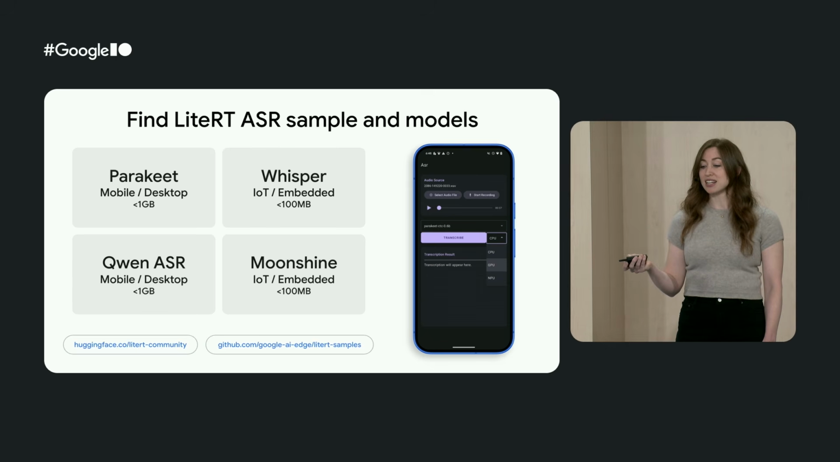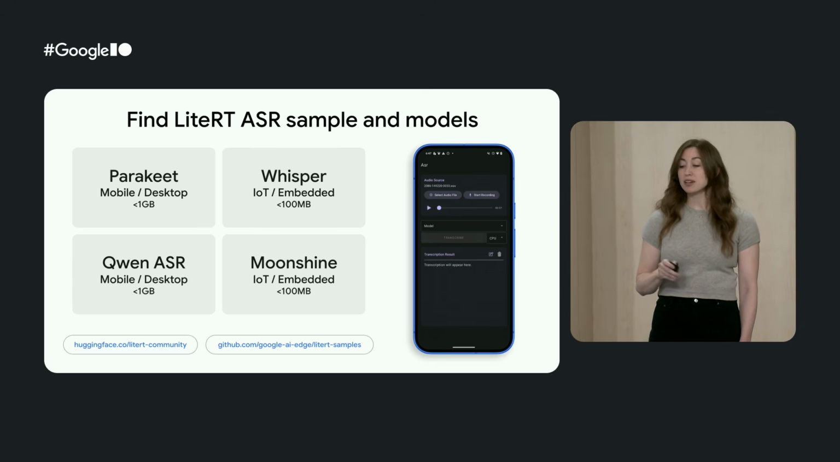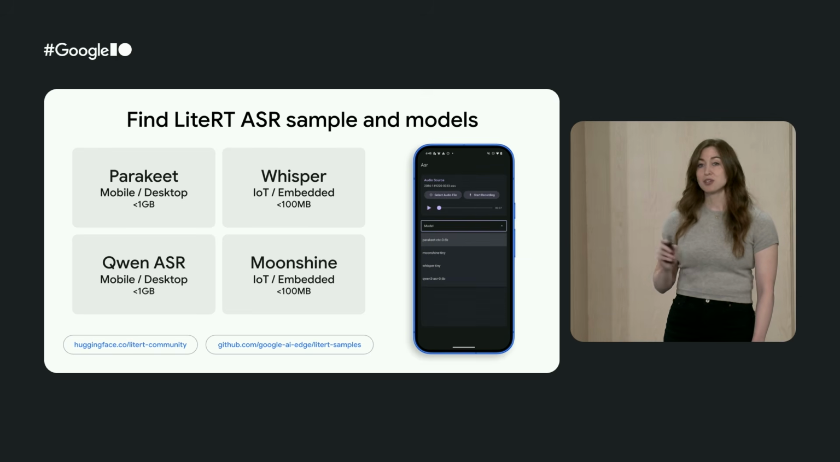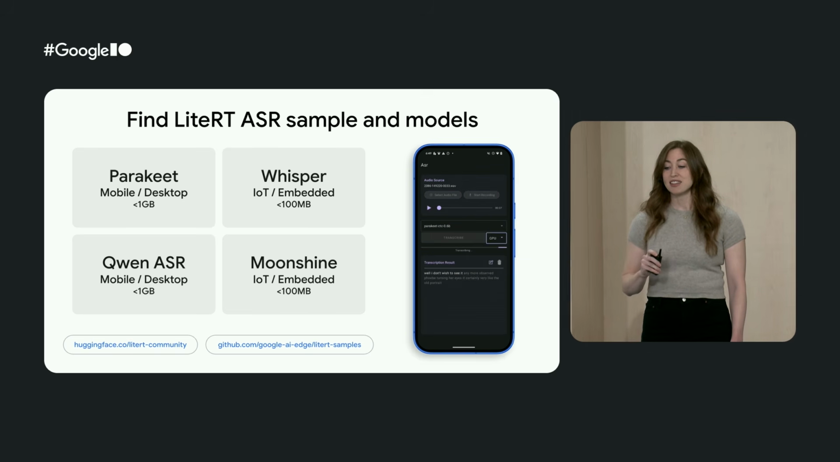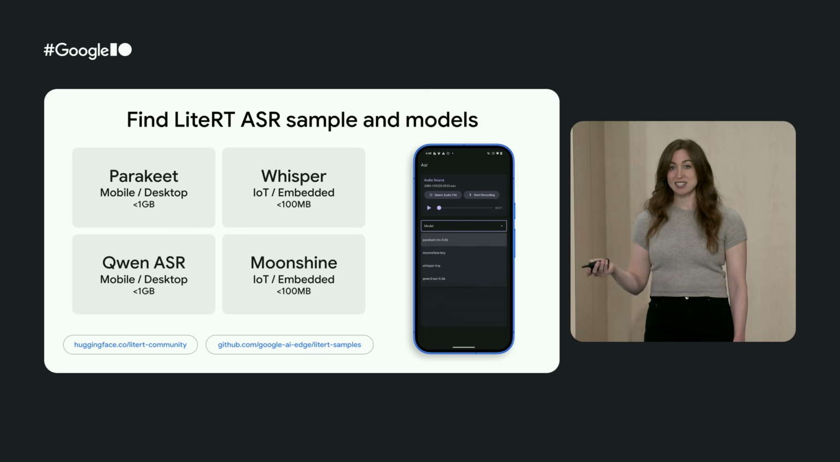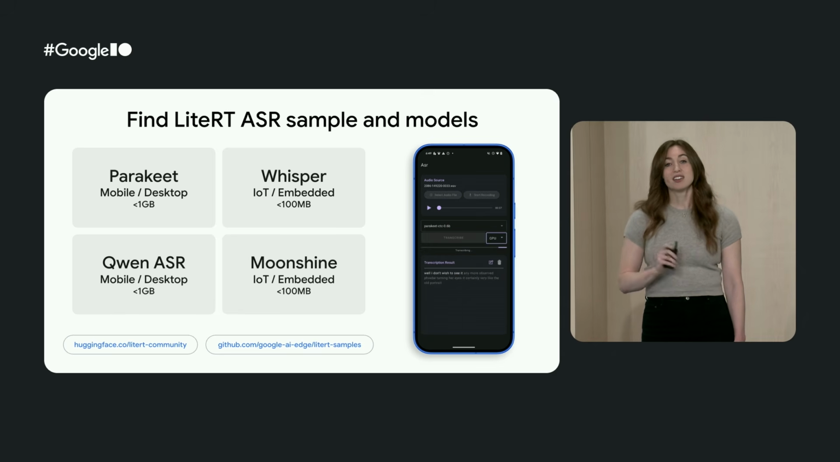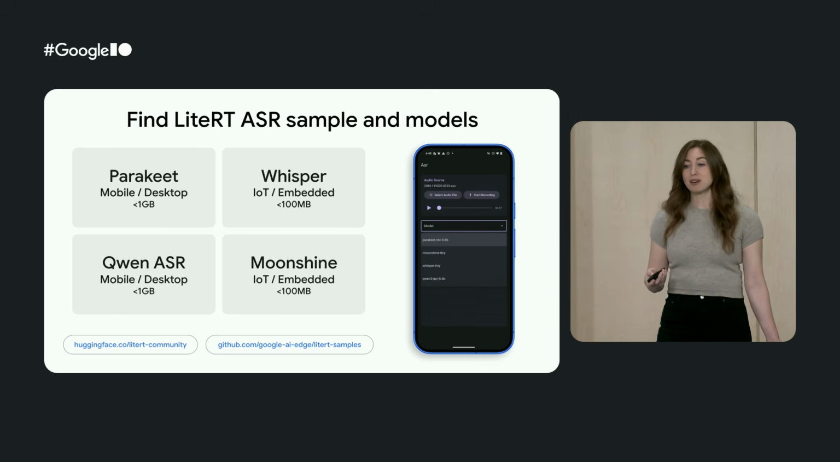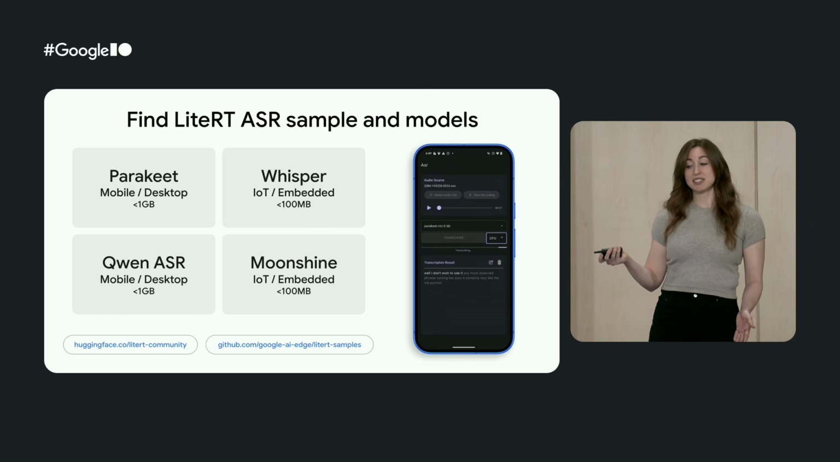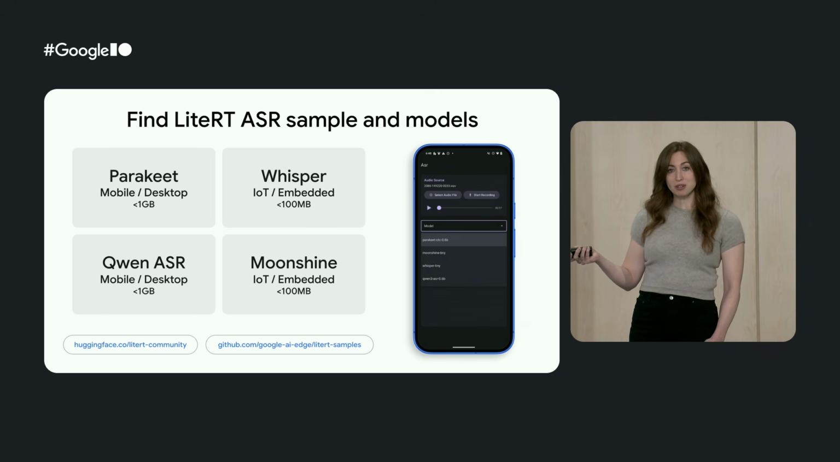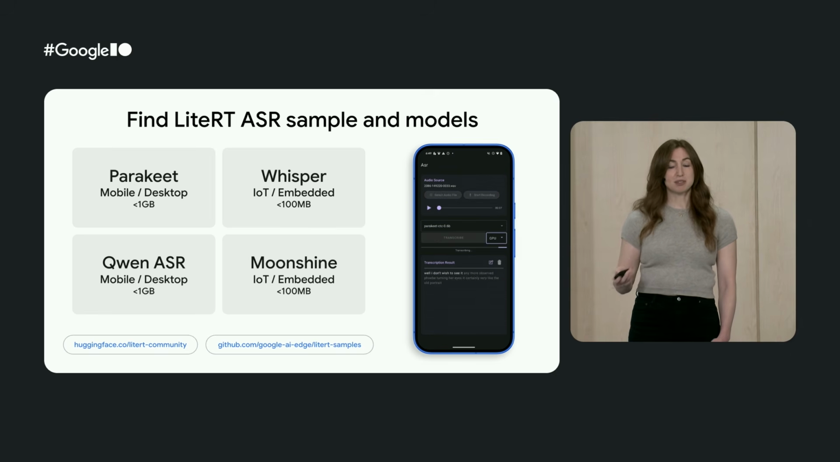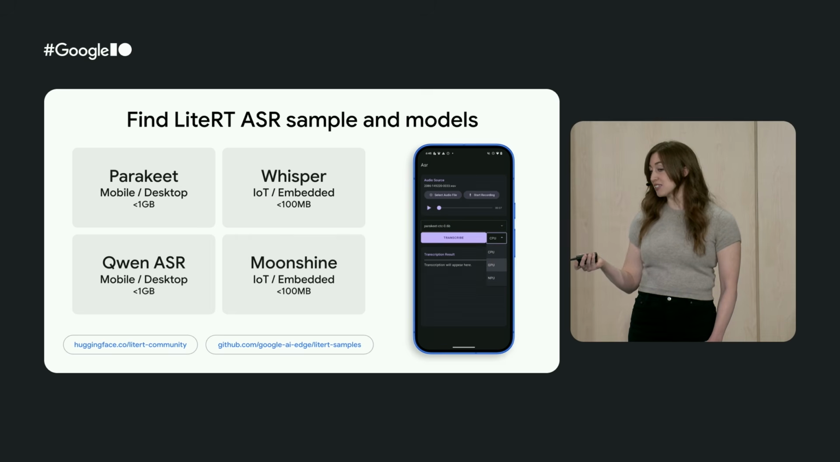LiteRT already provides a few ready-to-use, pre-optimized ASR models, like Parakeet, Whisper, Qwen ASR, and Moonshine, that support a variety of on-device applications. There's also a pre-built sample app to run these models. And so it's easy for Chris to directly download his model of choice from the LiteRT Hugging Face community and run it on his device using the sample app. In fact, let's try this very simple app out right now.